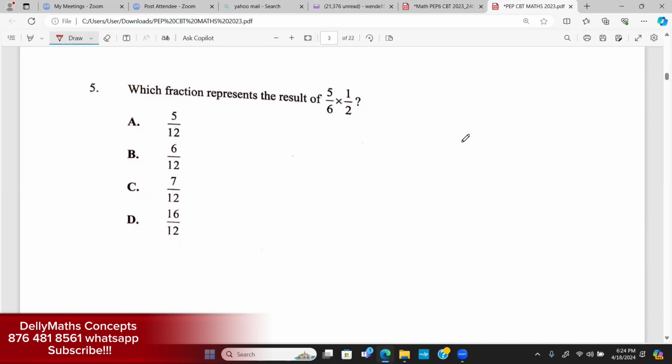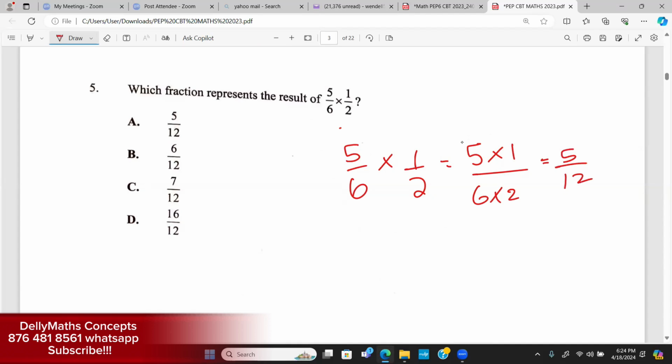Which fraction represents the result of this? Whenever you're multiplying fractions, if there is nothing to cancel, you multiply top by top, bottom by the bottom. So I'm looking for 5 over 12. I'm looking, and the answer is at A. Remember, when you multiply fractions, top multiply by top, bottom multiply by the bottom.